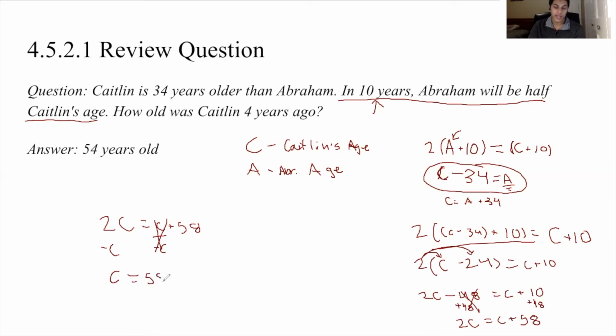So Caitlin's age now is 58. And then make sure you read the question, because 58 isn't the answer. It says, how old was Caitlin 4 years ago? So we do 58, which is her age now, minus 4 to represent her age 4 years ago, equals, and then that's 54.